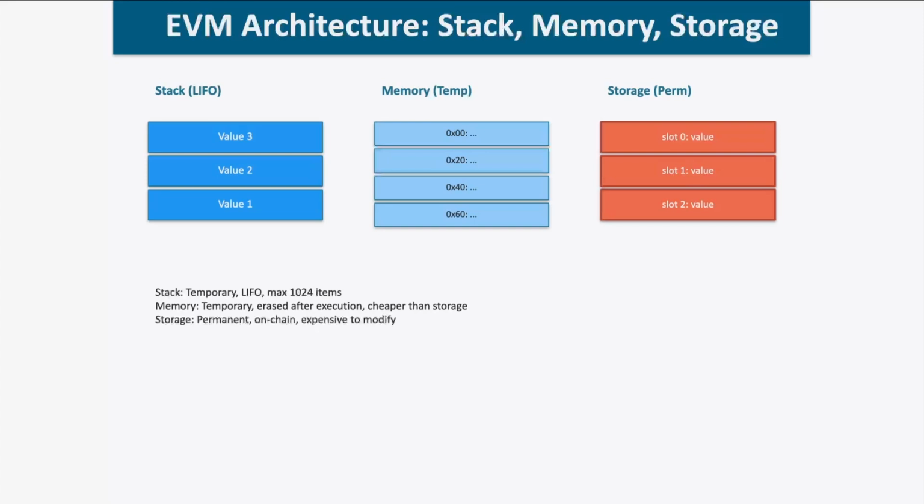That's a 200 times difference. Most gas optimization revolves around one thing, that's reducing storage writes. So to recap, the stack is fast and temporary. Memory is cheaper than storage and temporary. Storage is permanent, on-chain, and expensive. Choose wisely when you write your smart contracts.